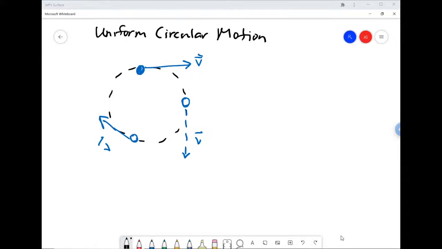So my question is: is this scenario constant velocity? I should have said that. Well, let's see what you say. Is this scenario constant velocity? What do you say?